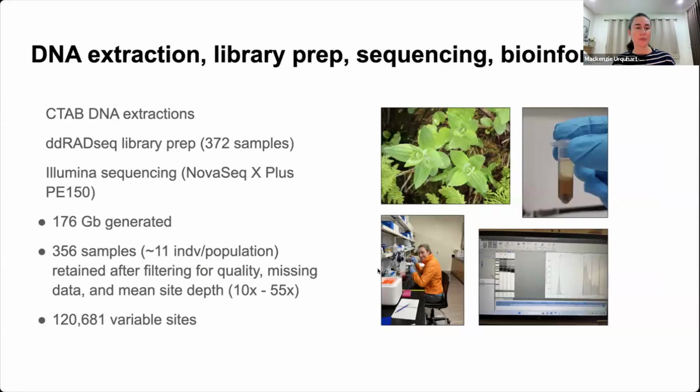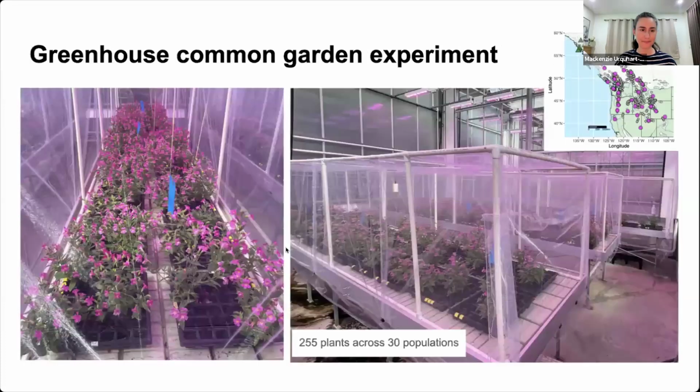So to generate my genomic data set, I extracted DNA from leaf tissue samples and completed ddRAD-seq library prep at the University of Montana Genomics Core before sending my libraries off for Illumina sequencing. After filtering the data, I retained 356 individuals with mean site depth coverage of between 10 and 55 reads in my final data set. I used this data set to examine range-wide population structure and conduct phylogeographic analyses, which I will give more detail on later.